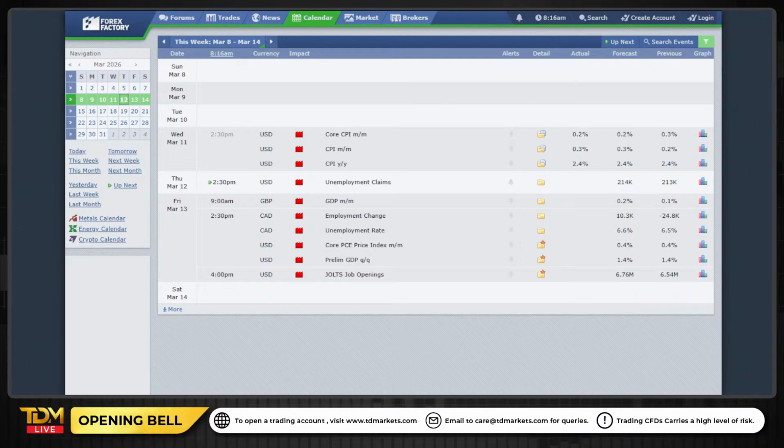Now, remember, last week we had the jobs report. We had the NFP, we had the ADP, and other reports. This also falls under that bracket of jobs reports, right? Unemployment claims, initial jobless claims. So, what is this report? This report shows how many people have filed for unemployment benefits for the first time. And this is a weekly report, so it tracks how many people filed for unemployment benefits for the first time during the previous week, right?